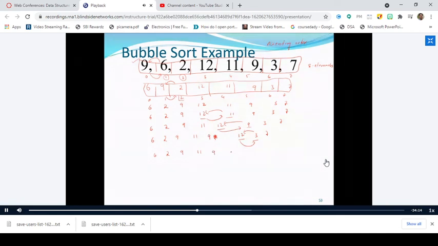Now you have to compare this 12 and 7. Since they are out of order, you swap them. So this becomes 6, 2, 9, 11, 9, 3, 7 and 12. Now are there any elements to compare right now?